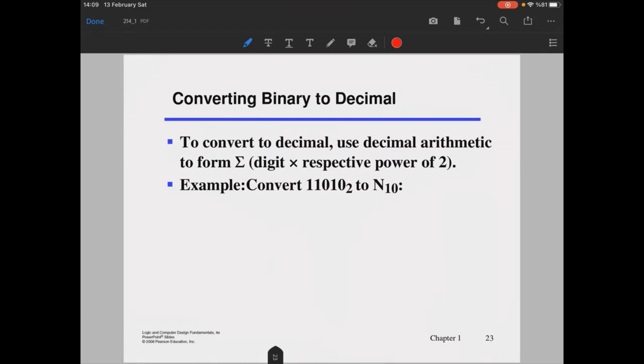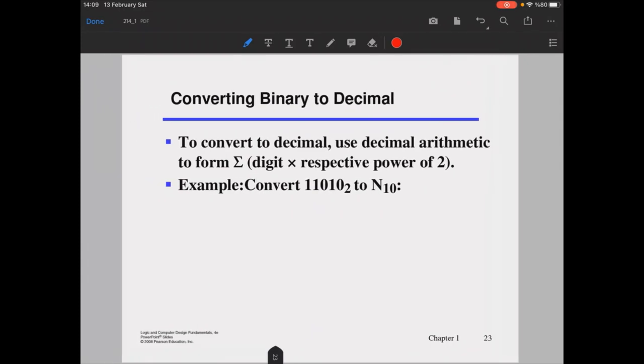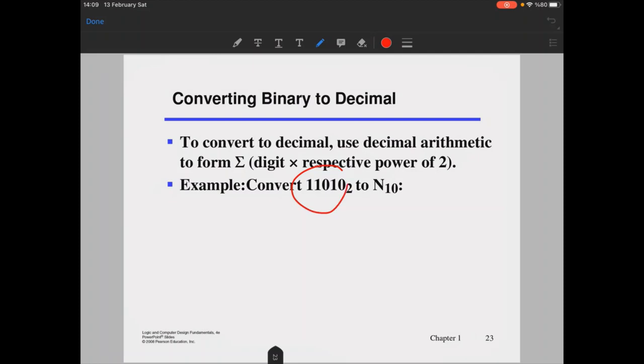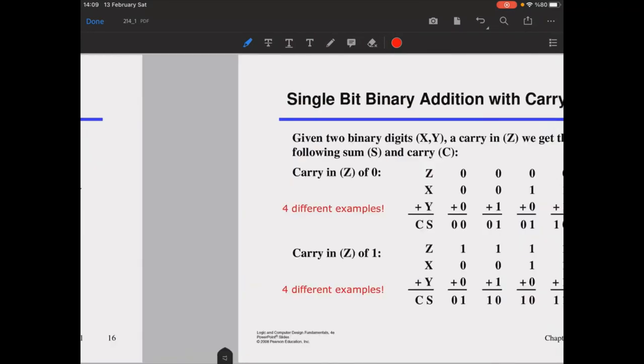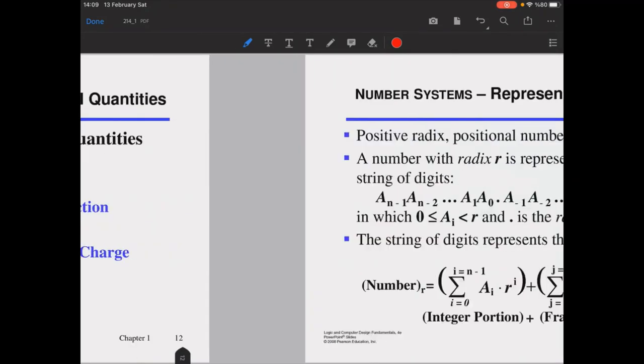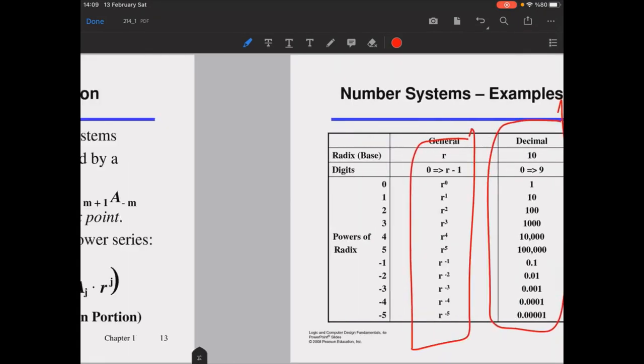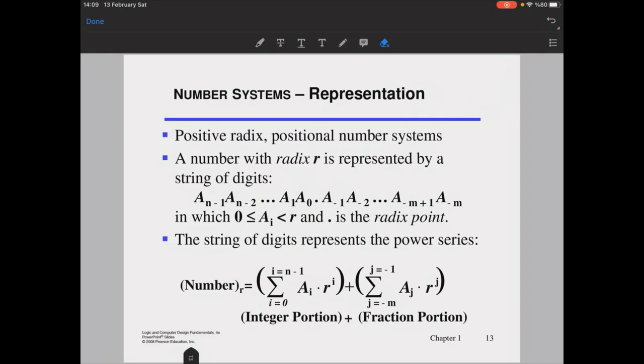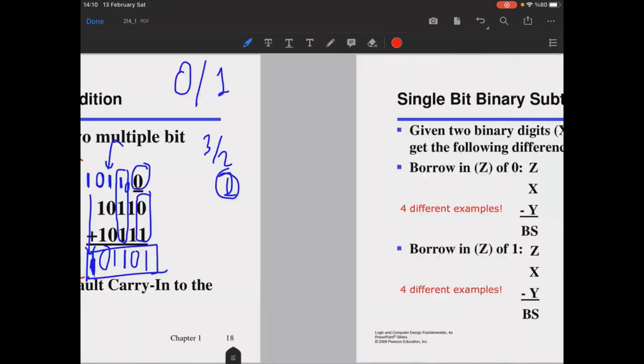So how do we convert a binary number to decimal number? For example, we're trying to convert this number, which is in binary form, to a decimal number. It's easy. We learned the positional number systems here, right? Look at this, how beautiful it is. You remember? And we will use this here. Let me just remember the number here.